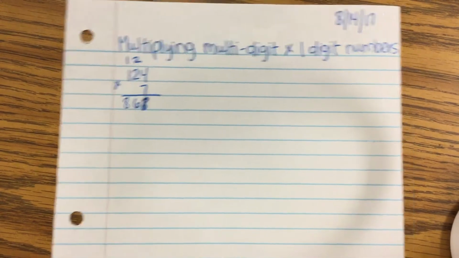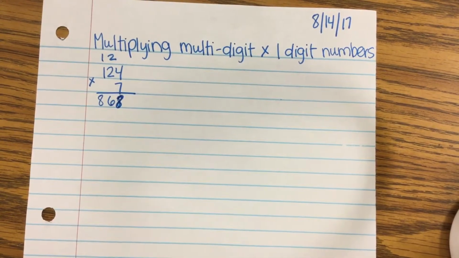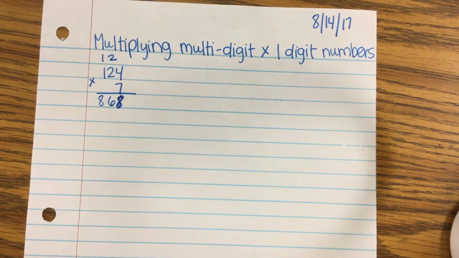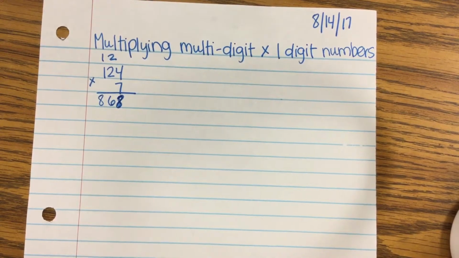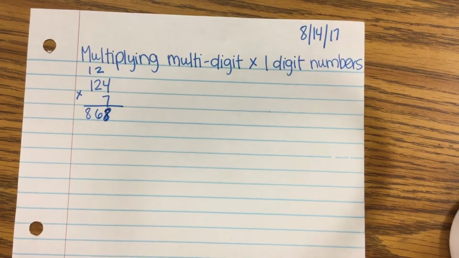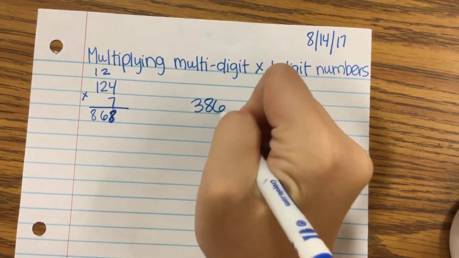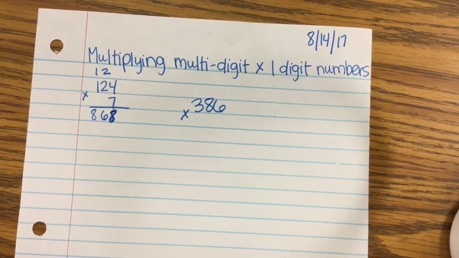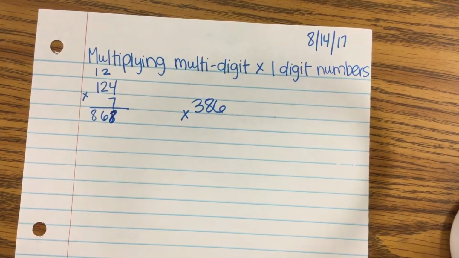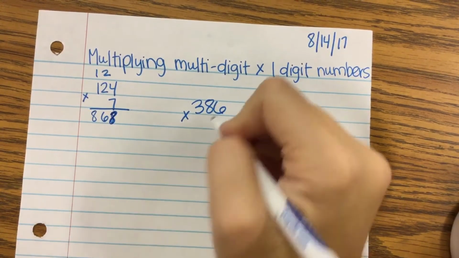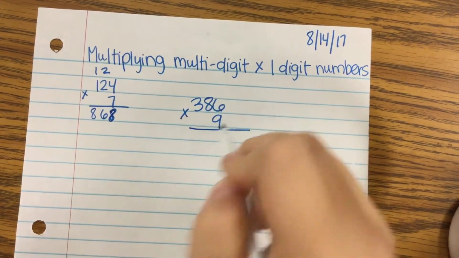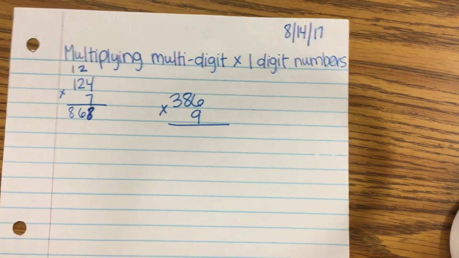Okay, let's try another one. Addison P. Give me a 3-digit number. 386. Marley, give me a 1-digit number. 9. That's a big one. 386 times 9. Okay.